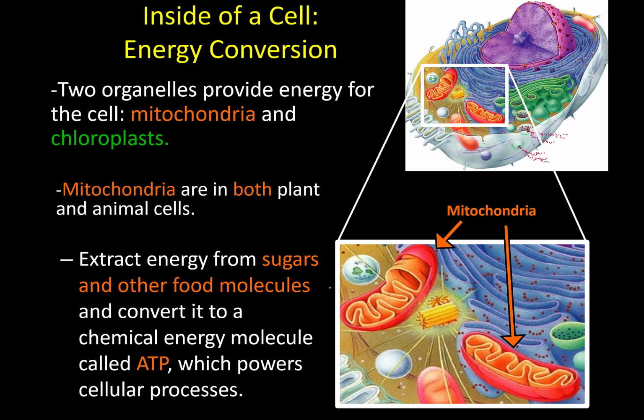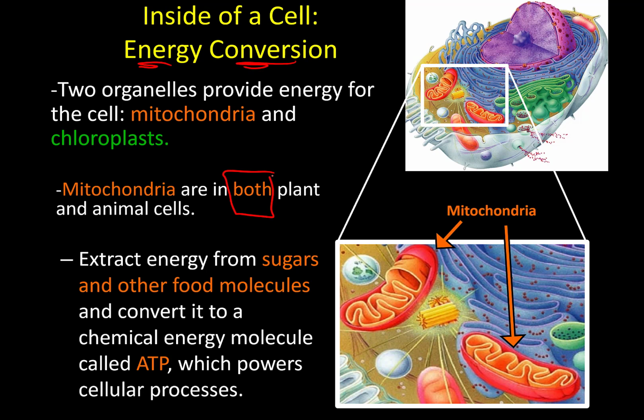The next organelles we need to discuss all participate in the process of energy conversion inside of the cells. There are two organelles that provide energy in different ways for eukaryotic cells, the mitochondria and the chloroplasts. Mitochondria are in both plant and animal cells. That's important to remember. All eukaryotic cells require mitochondria.